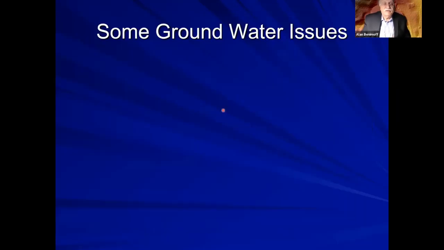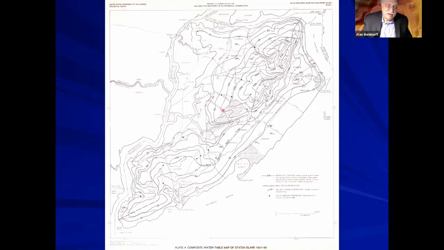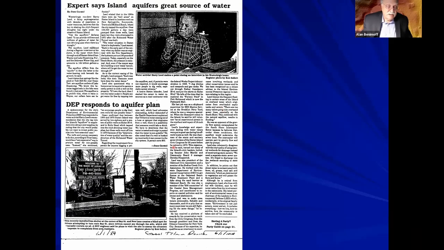Anyway, I thought I'd show some groundwater issues here that are really interesting to look at. Here's the groundwater map of Staten Island by the USGS. I want to point out an article here. It came out in a paper that we no longer have, the Staten Island paper. This article came out June 1st, 1989, and I was interviewed, but I told them not to publish this, but they did.